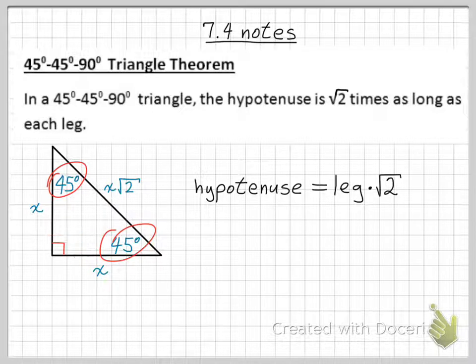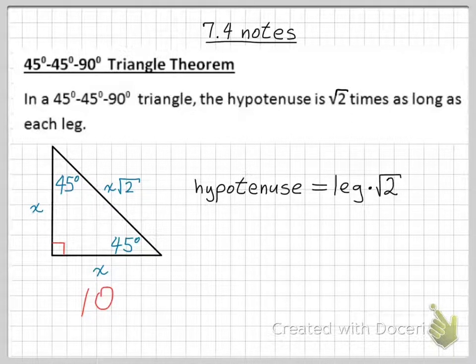So if you have a 45-45-90 triangle, which this is, for one thing, it's isosceles, right? Because remember, if these two angles are the same, then the sides opposite them are also the same. And the relationship between the legs and the hypotenuse is that to go from the leg to the hypotenuse, you multiply by root 2.